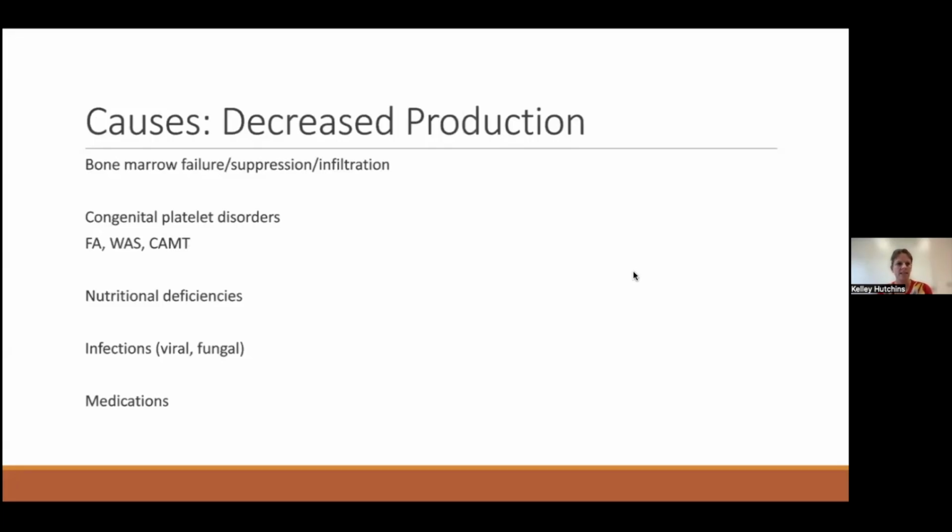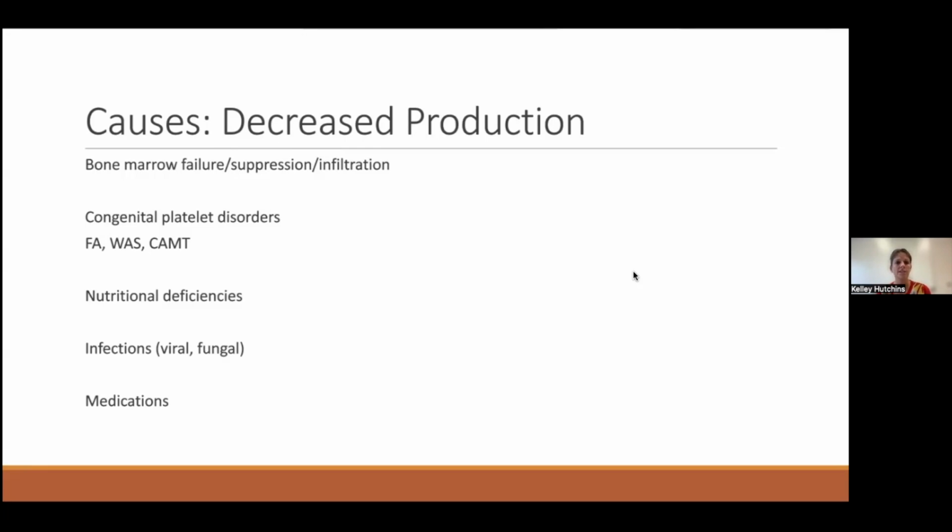So, more specifics on decreased production. Again, bone marrow failure conditions, suppression and infiltration. Infiltration being things like leukemia, or a condition where something is basically plugging up the bone marrow and leading to decreased production. Some congenital platelet disorders that can lead to thrombocytopenia include Fanconi anemia, Wiskott-Aldrich, and congenital amegakaryocytic thrombocytopenia, some of the ones. Again, these are quite rare, but they are on the differential for thrombocytopenia.